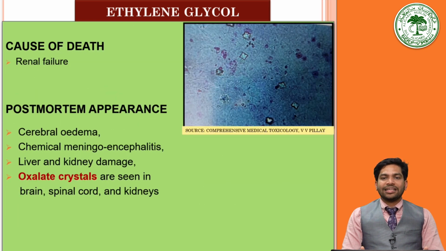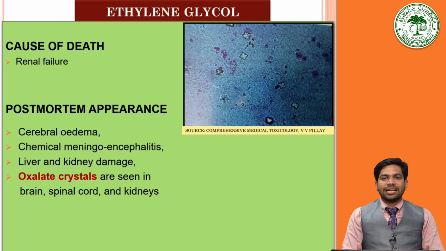Then the cause of death in case of ethylene glycol poisoning is mainly renal failure. On the post-mortem examination, cerebral edema, chemical meningoencephalitis, liver and kidney damage, and importantly, oxalate crystals are seen in the brain, spinal cord and the kidney on the microscopic examination. As you can see here in the picture from the brain, the envelope shaped crystals, that is the oxalate crystals, are seen in the patients. So in this way, the diagnosis of ethylene glycol poisoning gets confirmed.